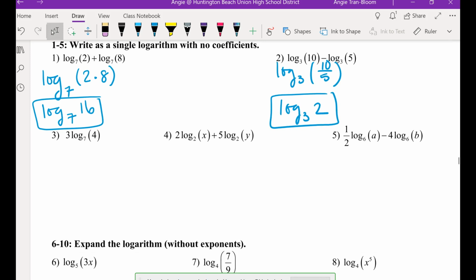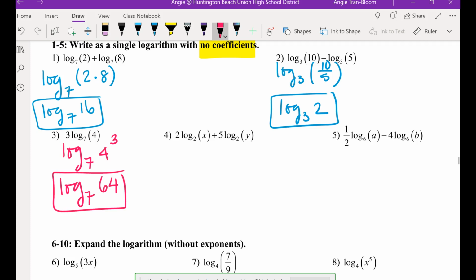Number 3, guys. How many logs do you see? 1. But is there a coefficient in front of that log? Yeah, and according to the instruction, does it want a coefficient? No. So it's 3 times log base 7 of 4. In the log properties, when it is a multiplication of log, what do we rewrite it as? Power. So log base 7 of 4 to what power? 3. What's 4 to the 3rd? 64. So log base 7 of 64.